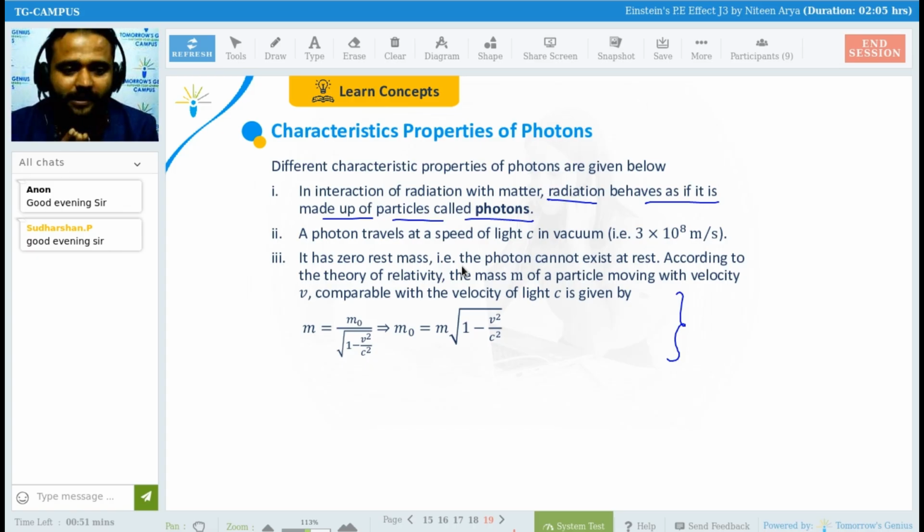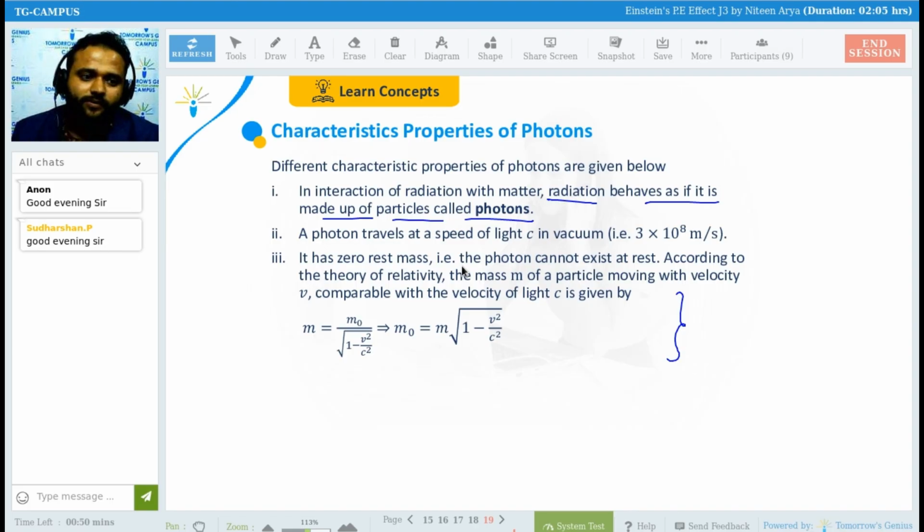So whenever radiation interacts with matter, a photosensitive metal, that radiation behaves as a particle. Got it? That is the meaning of saying quantum of energy or energy packets. That is why we say this. The collision between the photon and electron is elastic, because only particles can collide.